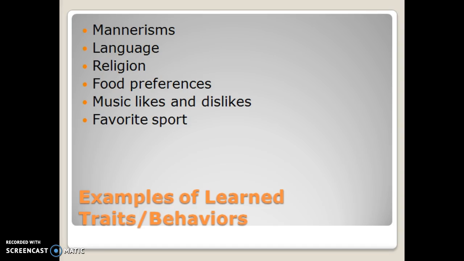You learn it from your parents. Some people speak English, some people speak Spanish, some people speak French. They've learned it from their parents. You don't learn a new language until you learn it from somebody else. There's religion, food preferences, the music that you like and that you don't like, your favorite sports, what you learn from other things around you.